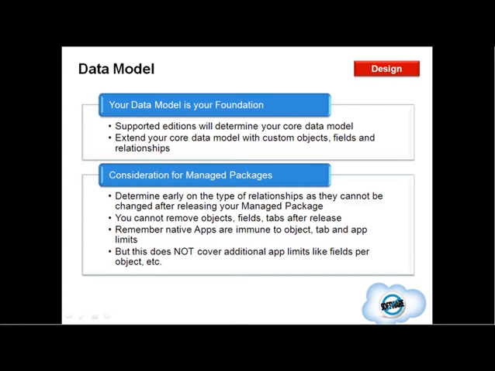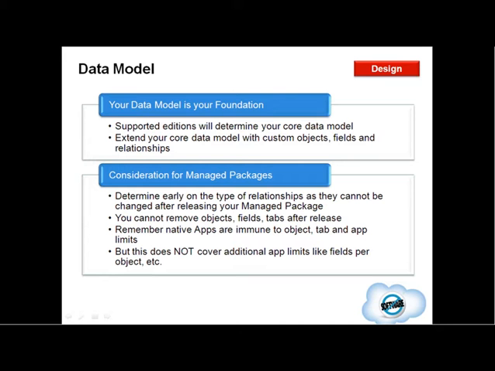It's important to note that if you do develop a native app, we will provide you that immunity so that you don't have to worry about running into objects, tabs, and app limits, but it only covers those three areas. So for instance, if you have more than 100 fields, that's not going to be immune, and so that will still limit what additions you can install in. I think data model is really important. Ketan, how has this affected your guys' design and architecture?